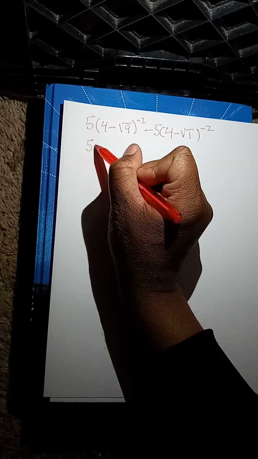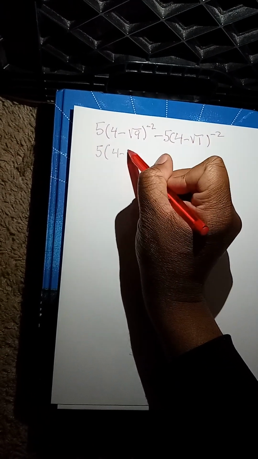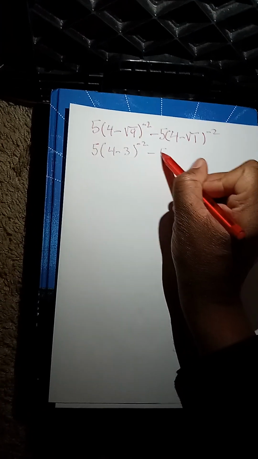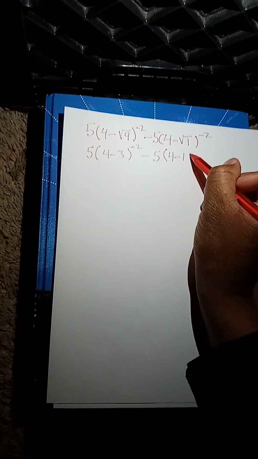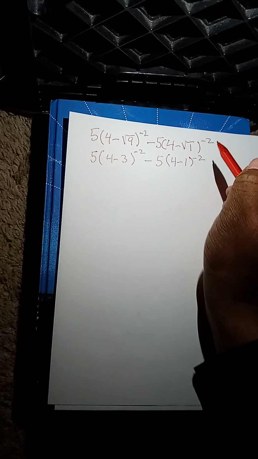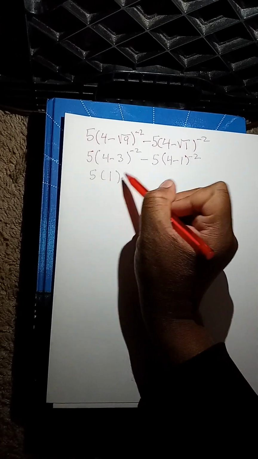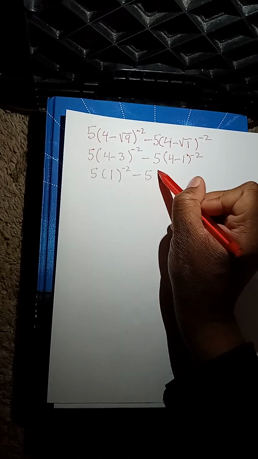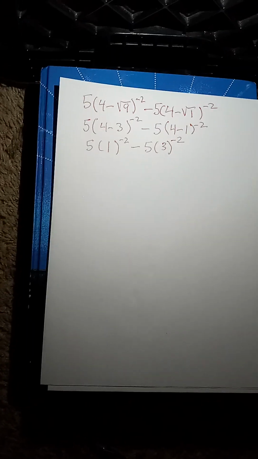So now we can begin to simplify. It's going to be 5 times 4 minus the square root of 9, which is 3. So 4 minus 3 to the negative second power, minus 5 times 4 minus 1, which is the square root of 1, to the negative second power. So 5 times 1 to the negative second power minus 5 times 3 to the negative second power. Right?